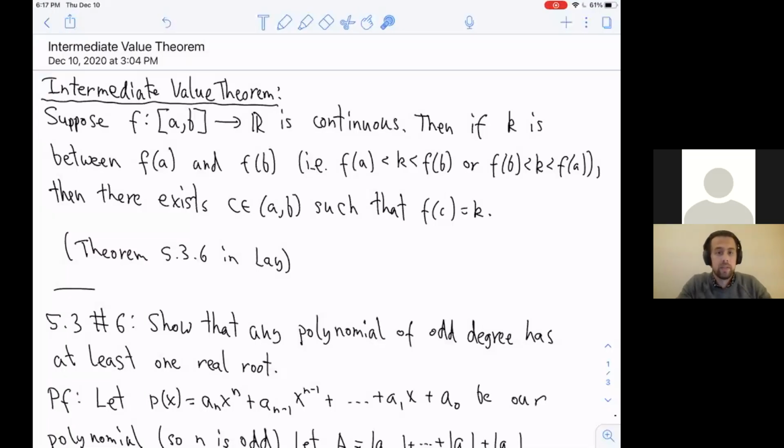For our final video of the semester, we're going to talk about the intermediate value theorem and we'll do a couple of examples. So this is section 5.3 in Lay. First of all, the definition of the intermediate value theorem.